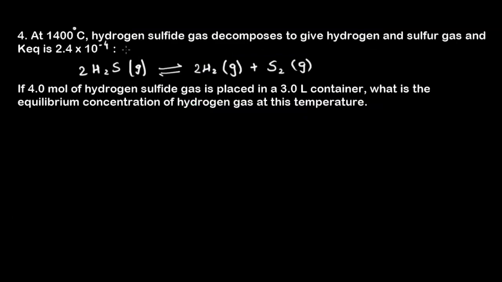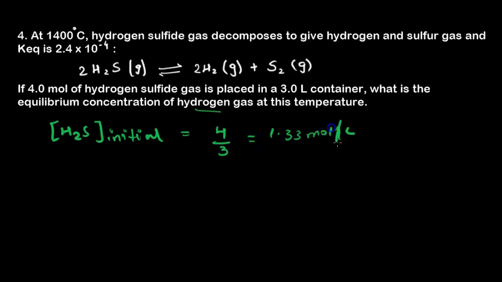At 1400 degrees Celsius, hydrogen sulfide gas decomposes to give hydrogen and sulfur gas as follows, with K equilibrium value given to us as 2.4 times 10 to the power negative 4. If 4 moles of hydrogen sulfide is placed in a 3-liter container, what is the equilibrium concentration of hydrogen gas at this temperature? Again, we're given initial moles of hydrogen sulfide and the volume of the container, so we get the initial concentration of hydrogen sulfide first, which is 4 divided by 3, equal to 1.33 moles per liter.